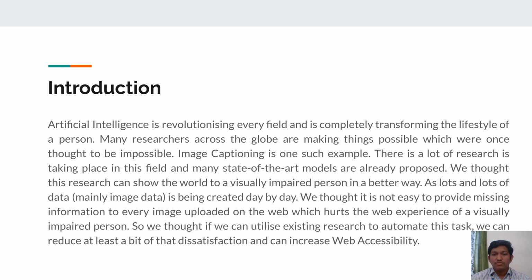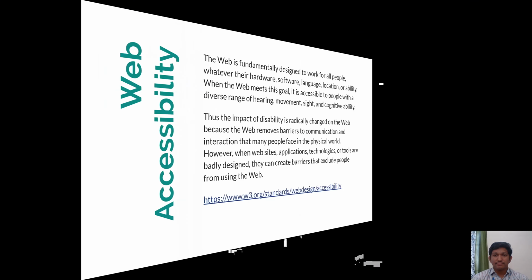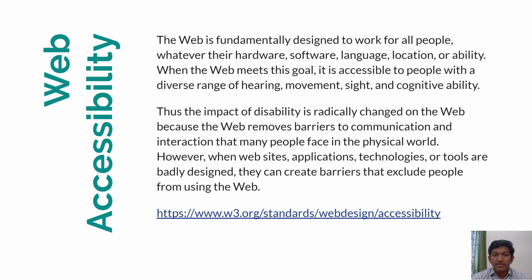On the other hand, we can also increase web accessibility. Web accessibility is, this is taken from the W3 Consortium website: the web is fundamentally designed to work for all people, whatever their hardware, software, language, location, or ability. When the web meets this goal, it is accessible to people with a diverse range of hearing, movement, sight, and cognitive ability.